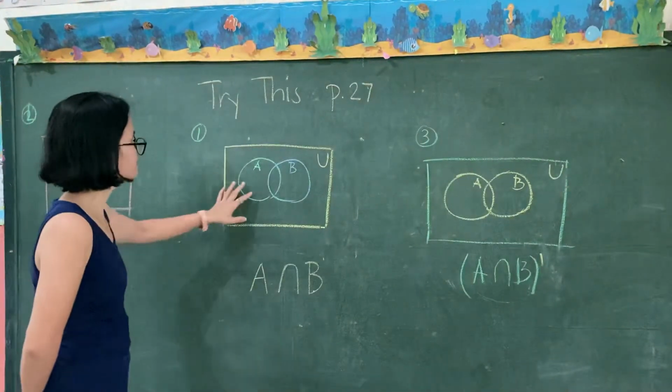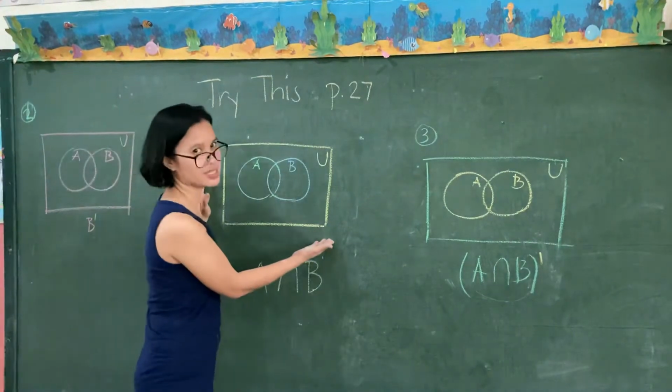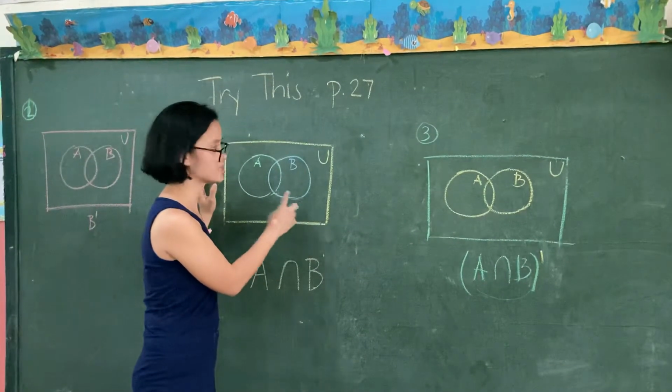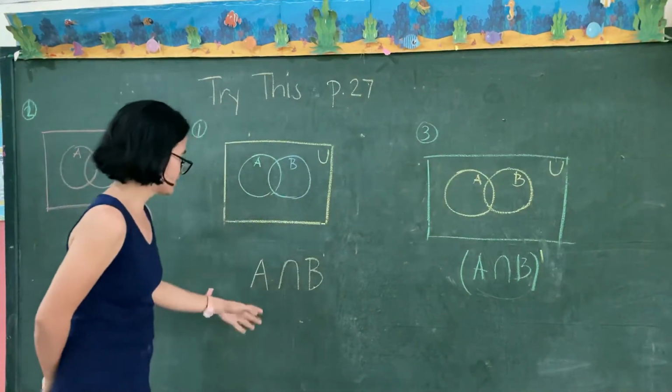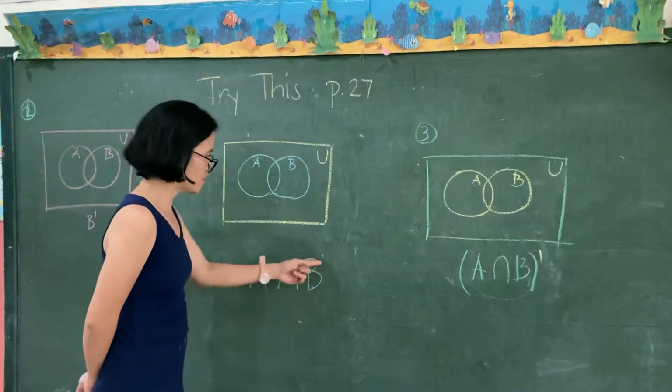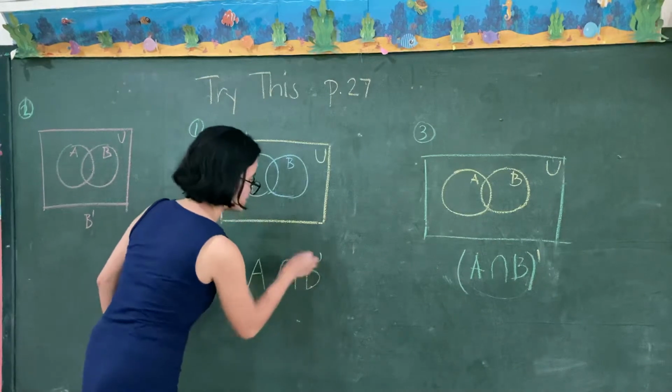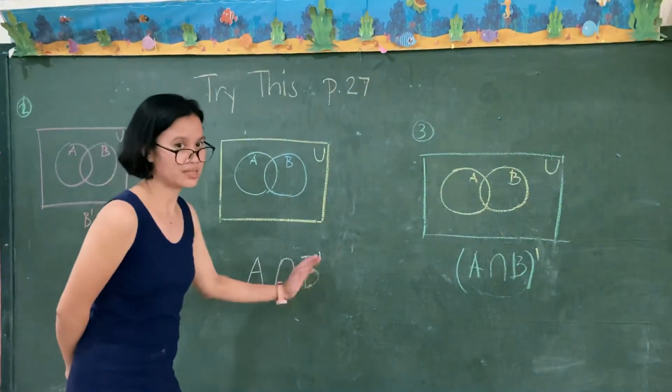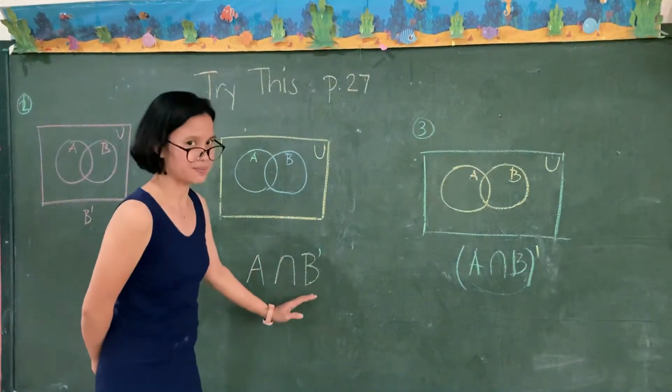So let's have this. If you notice, this is a universal set, right? You're given two sets, set A and set B. And the operation involved is intersection. But there is also a B prime, or we call this the complement of set B.